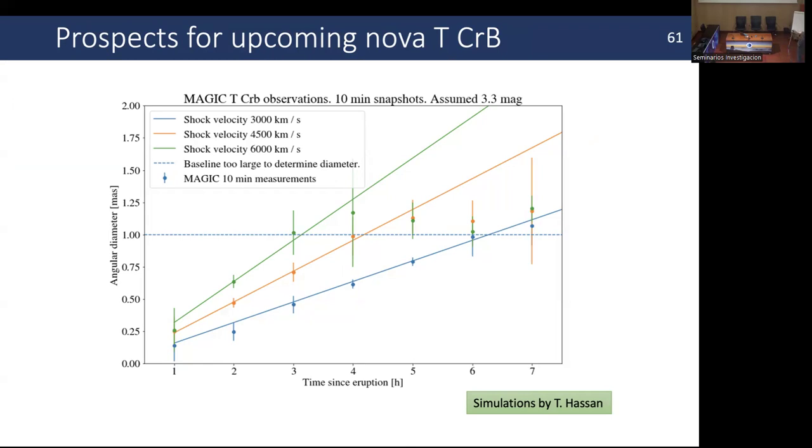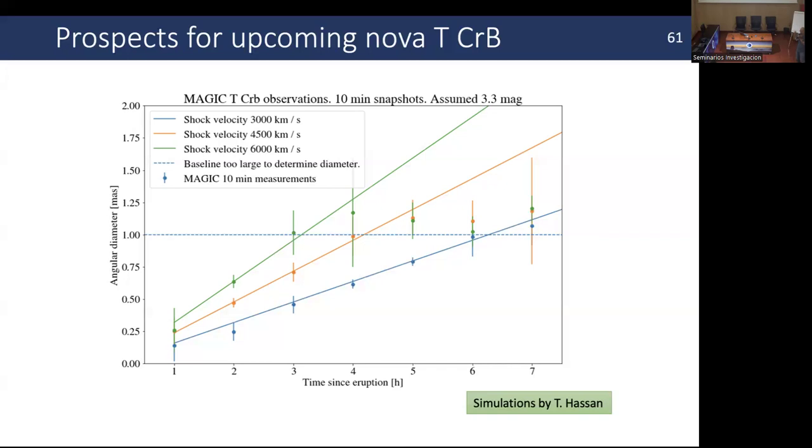This is with MAGIC, only with MAGIC, 10-minute measurements, so 10-minute snapshots. One hour after the eruption, 2 hours, 3 hours, 4 hours. This is the kind of errors that we are getting. So rather small errors. If the shock velocity, for instance, is 3,000 kilometers per second, we would perfectly see the expansion of the photosphere for a few hours after the eruption. That's the problem with this nova, that it expands very fast.